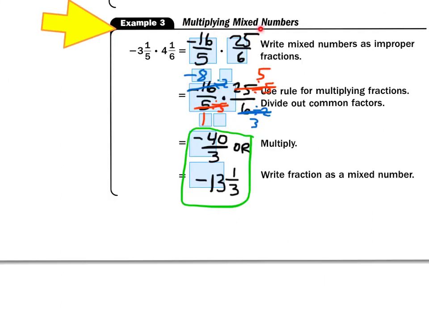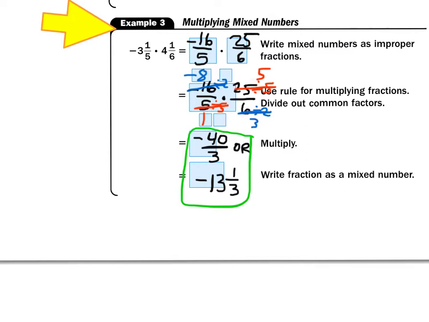Okay, take a look at multiplying mixed numbers. So negative 3 and 1/5 times 4 and 1/6. We'll make them improper. So 5 times 3 is 15 plus 1 is 16, but don't forget your negative. So it's negative 16 over 5 times, and then 6 times 4 is 24 plus 1 is 25 over 6. All right, so I wrote it again, negative 16 over 5 times 25 over 6.